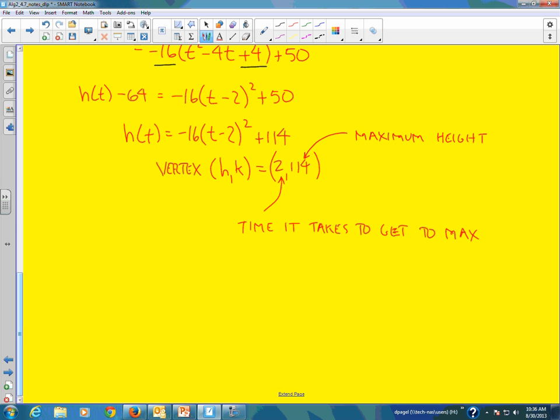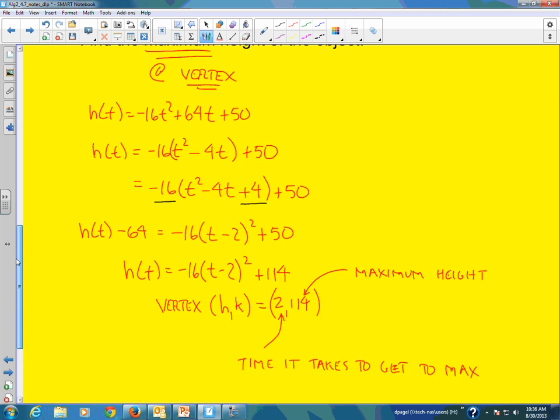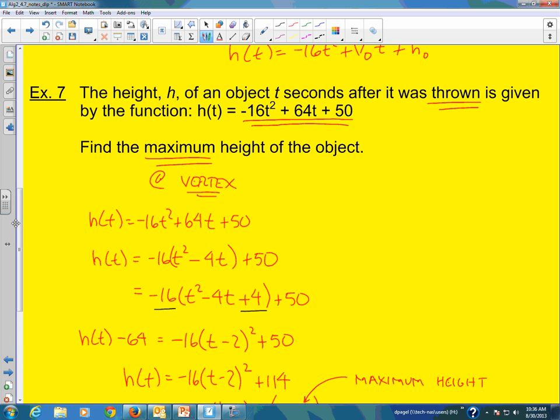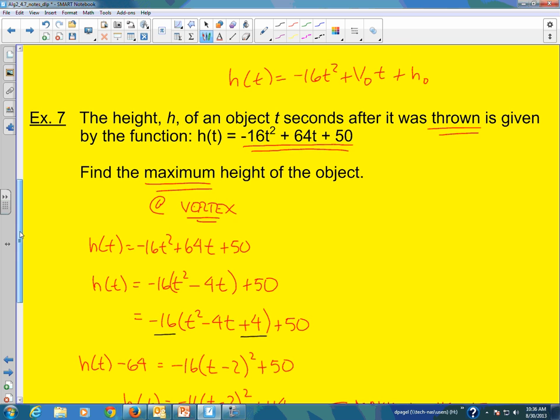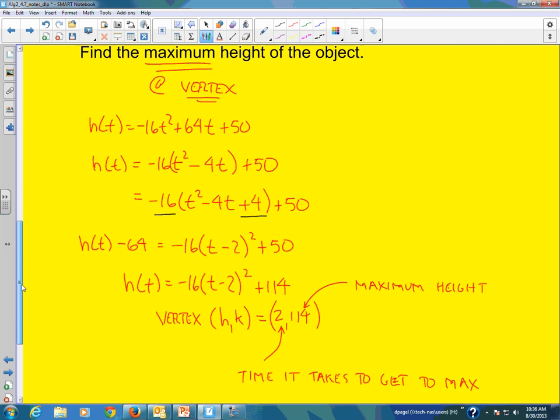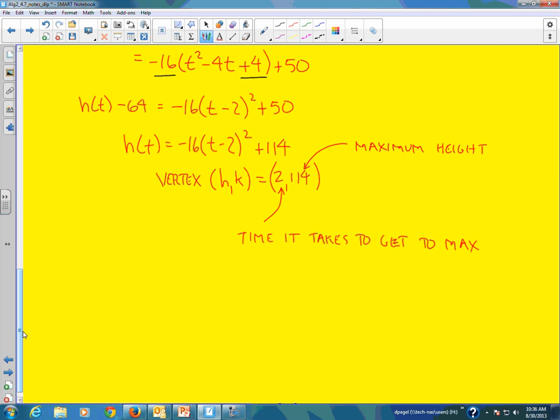The question asks you what is the maximum height of the object. And we're working in feet here. It doesn't tell us this other than the fact that I know I'm working with seconds. I guess we could interpret it as either meters or feet. We'll go ahead and just leave it. So the max is 114. We'll just write units. Don't know if we're talking about feet or meters.